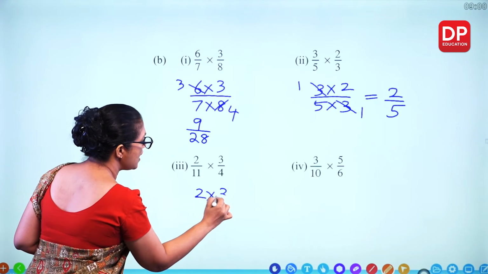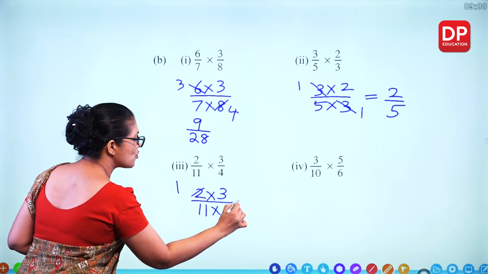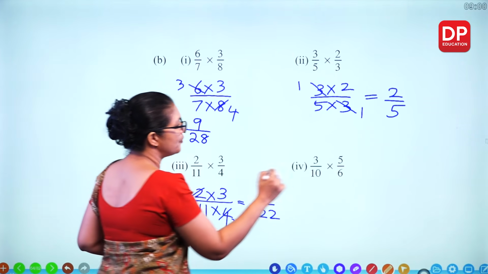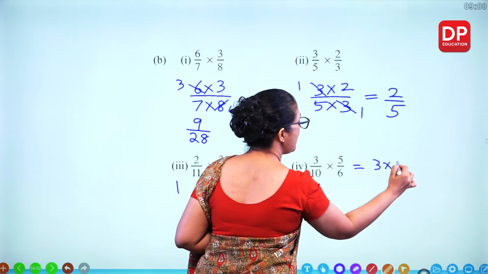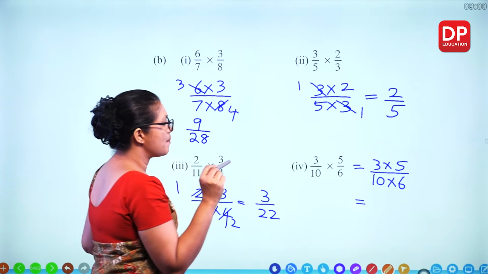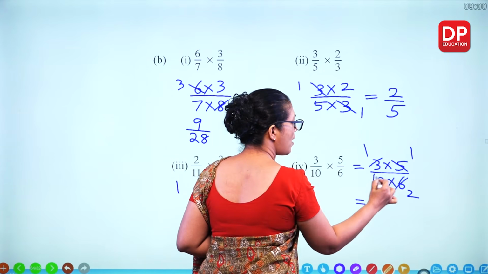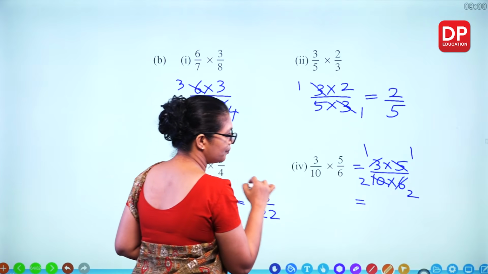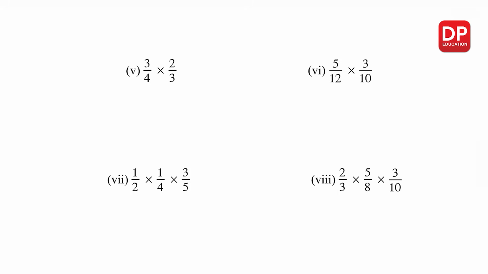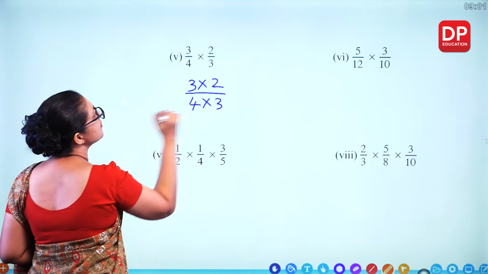Here, this one. 2 times 3 and 11 times 4. 2 times 1, 2 times 2. So what's the answer? 3 over 22. Here, 3 times 5 and 10 times 6. Numerator separately and the denominator separately. 3 times 1, 3 times 2. 5 times 1, 5 times 2. Now what's remaining? 1 and 4. 1/4. This one, 3 times 2 over 4 times 3.